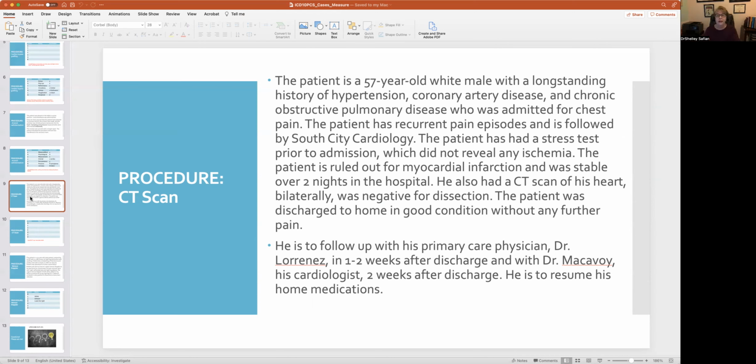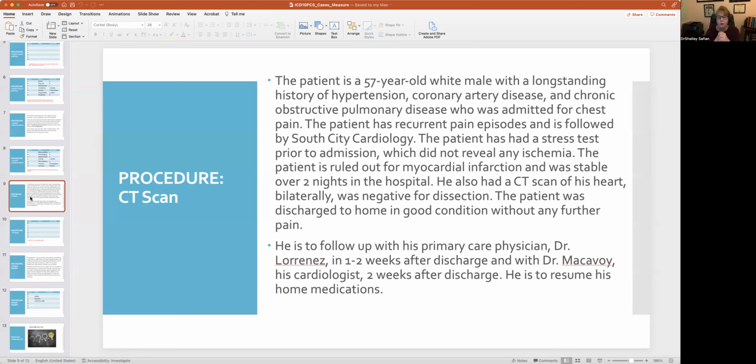Okay, the patient has had a stress test prior to admission, which did not reveal any ischemia. So that's good. This also confirms that this is an inpatient procedure. So that tells you right there, this CT scan is happening in the hospital to an inpatient. It's not outpatient. And that's particularly important with reports like this because CT scans are done for inpatient. They can also be done as an outpatient.